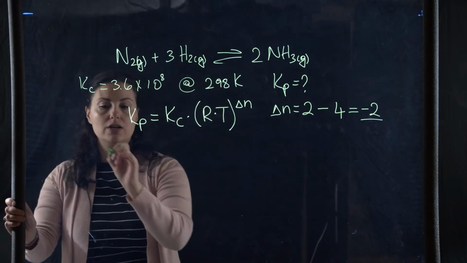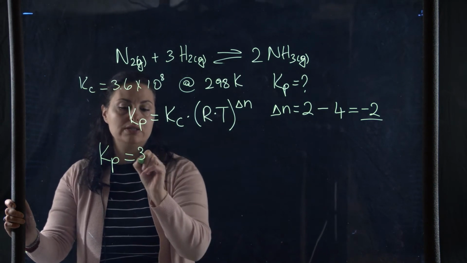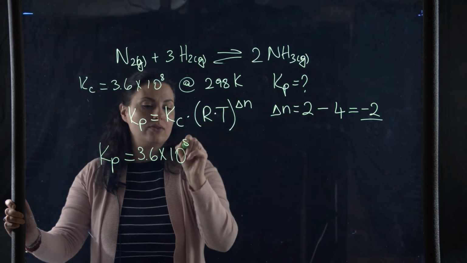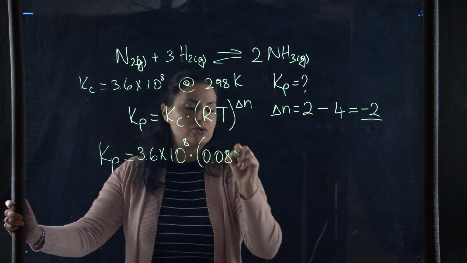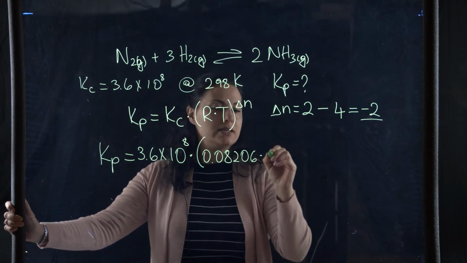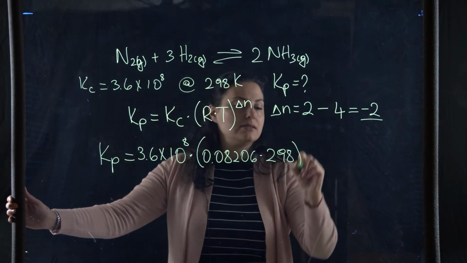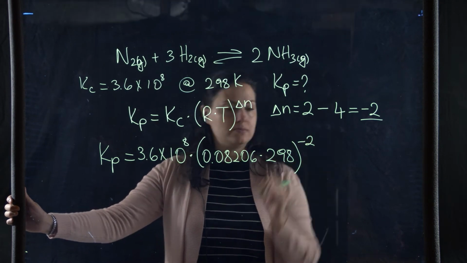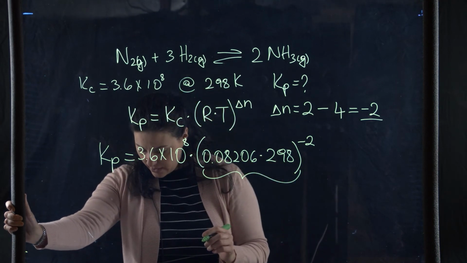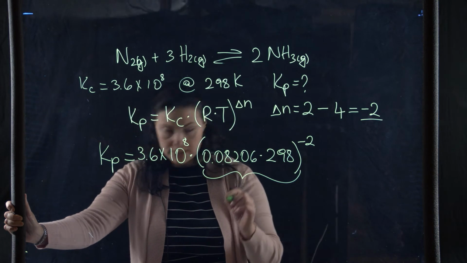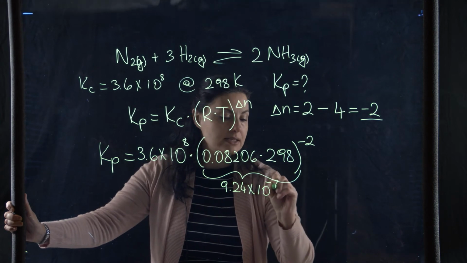So I go over here now, and I have Kp is equal to my Kc value, which is 3.6 times 10 to the 8th, multiplied by R is 0.08206 times T, which is 298 Kelvin, raised to the -2. If I do this, this gives me a value of 9.24 times 10 to the -7th.